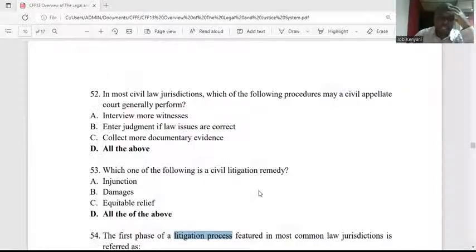Then we have the next question there. Which of the following is a civil litigation remedy? You can have an injunction, you can have damages, you can have equitable relief. So all the above are correct.